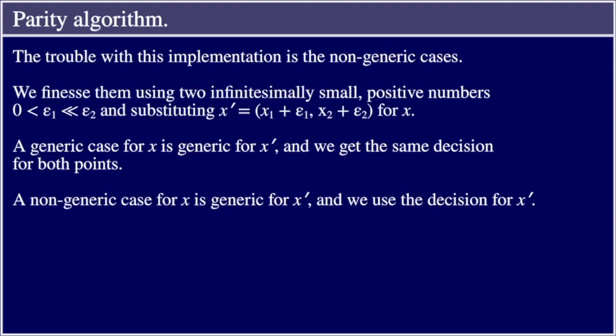The trouble with this implementation is the non-generic cases. We finesse them by using two infinitesimally small positive numbers, 0 < epsilon sub 1 < epsilon sub 2, and substituting x prime equal (x1 plus epsilon 1, x2 plus epsilon 2) for x. A generic case for x is generic for x prime, and we get the same decision for both points. A non-generic case for x is generic for x prime, and we use the decision for x prime.